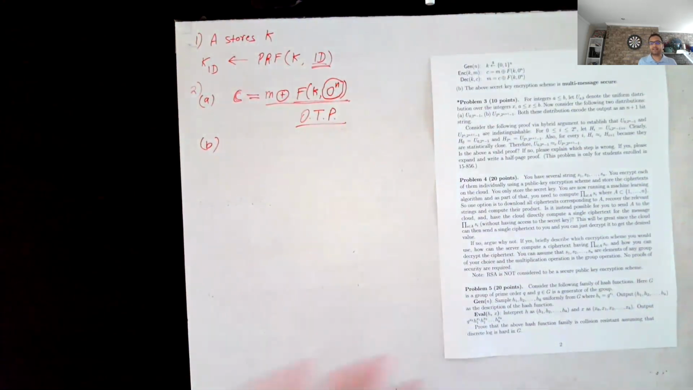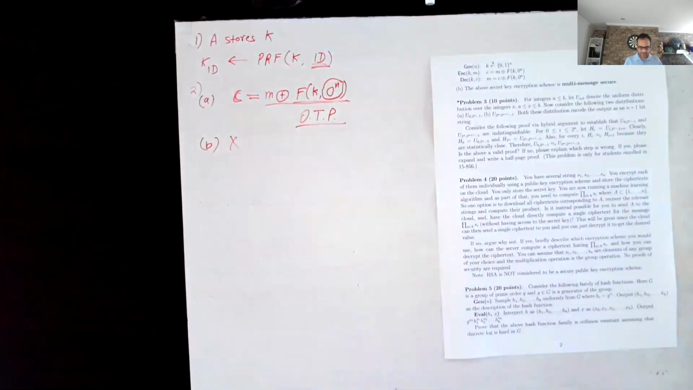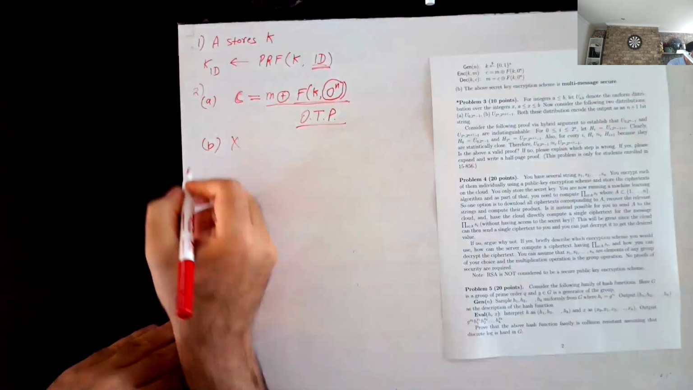I can, for example, take two different ciphertexts and XOR them. The keys will cancel out, and I'll get just the XOR of two different messages, which already reveals some information about these two messages. So no, it is not multi-message secure. Okay, I hope this is clear.